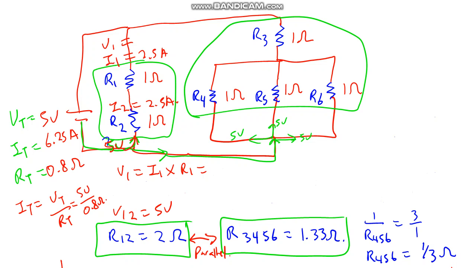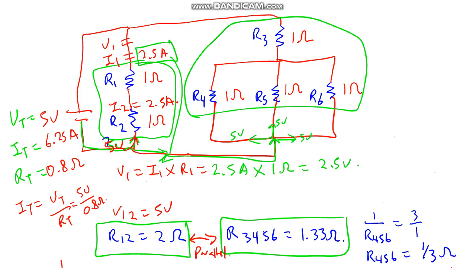So I1 is 2.5 amps, as given over here. So 2.5 amps times R1, which was 1 ohm. That was given to us. So V1 is 2.5 volts.